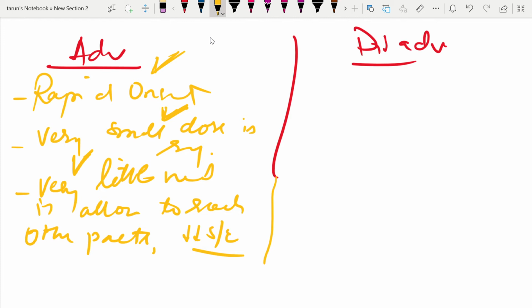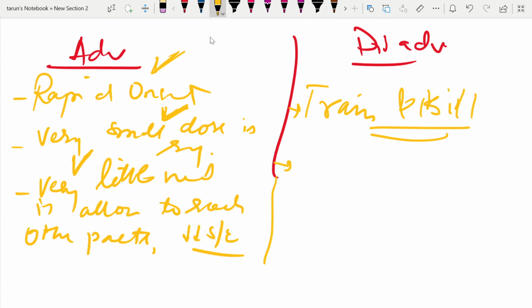Then the disadvantage is that the major limitation of this mode of administration is that training and skills are required to coordinate the actuation of the drug from metered dose inhalers. So to use this device, you require training and skills, which is a disadvantage.